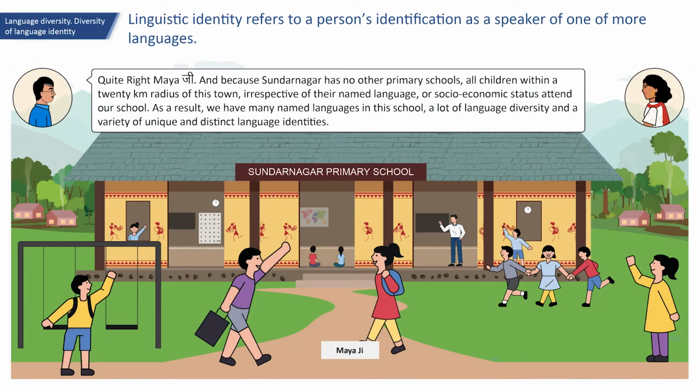Quite right, Mayaji. And because Sundarnagar has no other primary schools, all children within a 20-kilometer radius of this town, irrespective of their named language or socioeconomic status, attend our school. As a result, we have many named languages in the school, a lot of language diversity, and a variety of unique and distinct language identities.